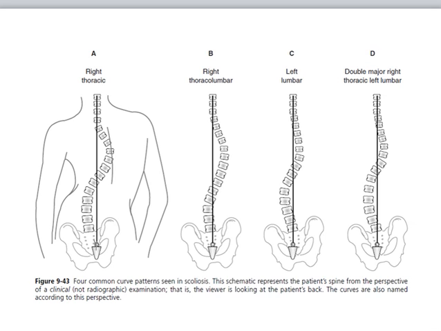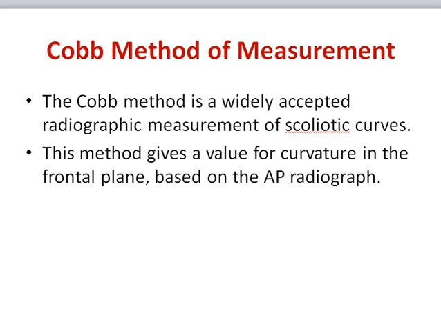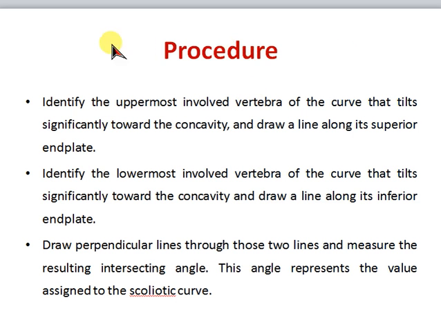You can also look for scoliosis. The side of the convexity is the side of the scoliosis. For example, on this side there is right scoliosis and there is convexity on the right side. Then there is a method of measurement of the scoliosis which is called the Cobb's method. The Cobb's method is very easy. The procedure is written down over here.